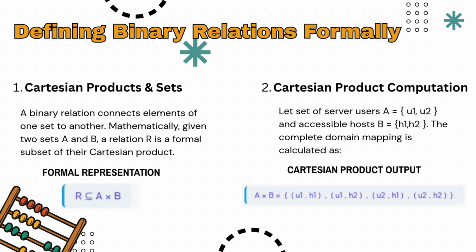Let's look at the concrete, undergraduate-level computer science example shown on the right of the slide. Suppose we have a set of server users, set A = {U1, U2}, and a set of target host servers they might access, set B = {H1, H2}. The complete Cartesian product A × B contains exactly four ordered pairs: (U1, H1), (U1, H2), (U2, H1), and (U2, H2). If a system administrator grants only user 1 permission to access host 1 and user 2 to host 2, our actual active access relation R is the mathematical subset {(U1, H1), (U2, H2)}. This simple mapping forms the fundamental logic of all system network access controls.